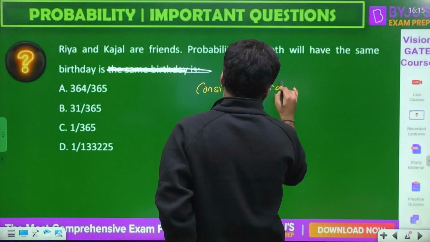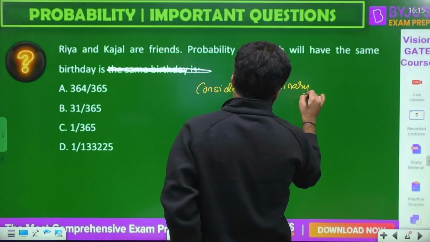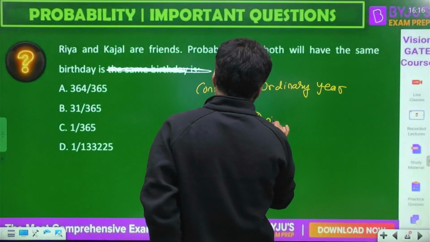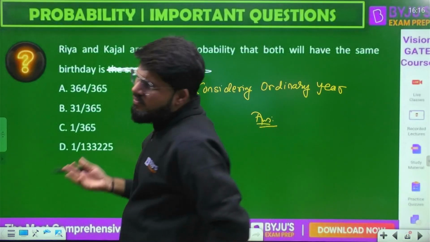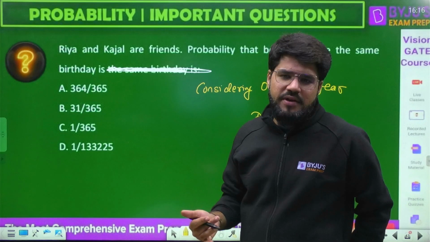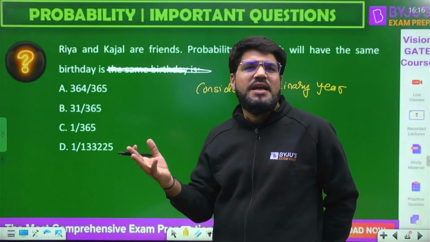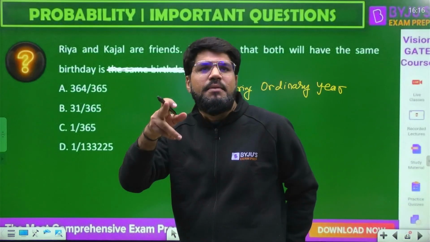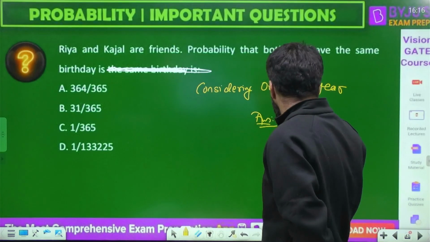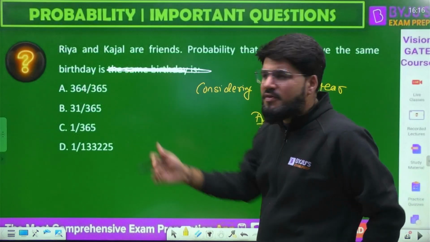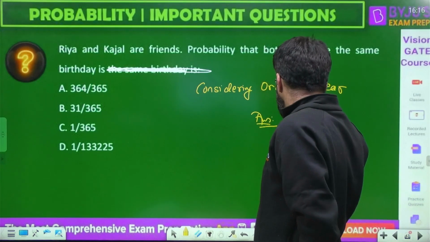Considering an ordinary year, a non-leap year, let us say one of the persons is born first, Riya. Riya's birthday will be fixed. Kajal and Riya are to have the same birthday, so Kajal should be born on that same day. You only have one favorable case, whereas Kajal in total could be born on any of the 365 days. So this is the total.